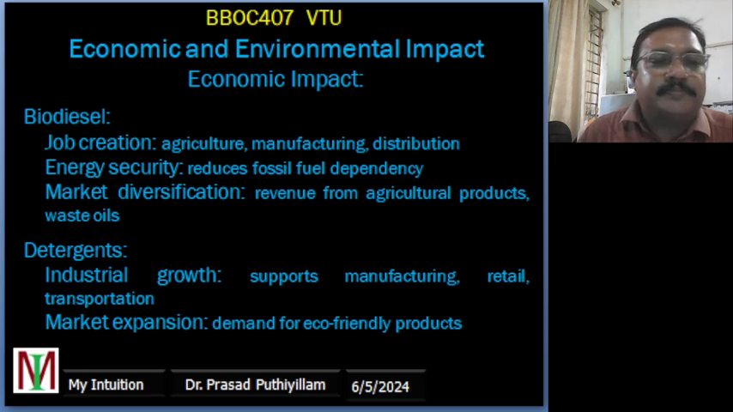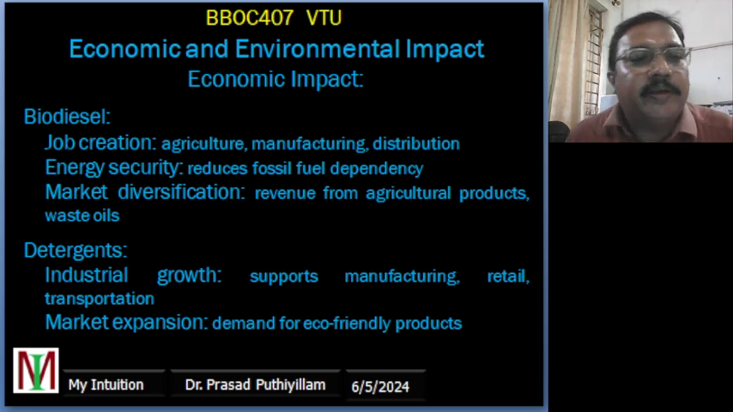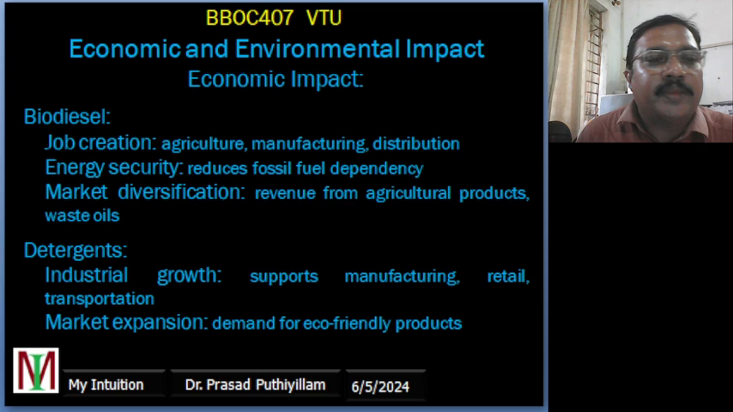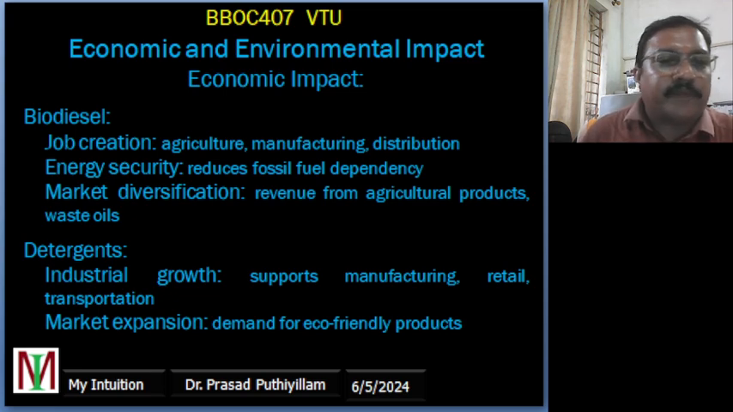Then economic and environmental impact. In the economic impact, biodiesel production creates a lot of job opportunities in agricultural, manufacturing, as well as distribution fields. Energy security: by reducing the dependence on fossil fuels, biodiesel enhances energy security, and market diversification is there. Biodiesel production provides additional revenue for the farmers and the industries which utilize the agricultural products and the waste oils.